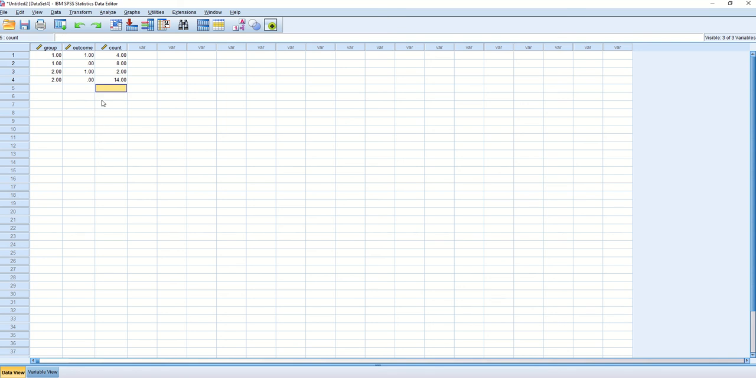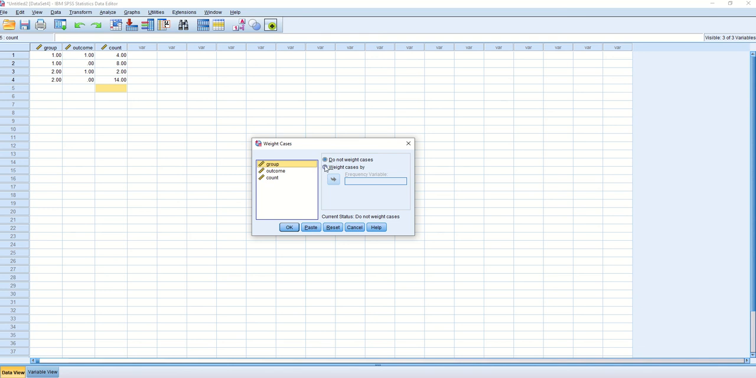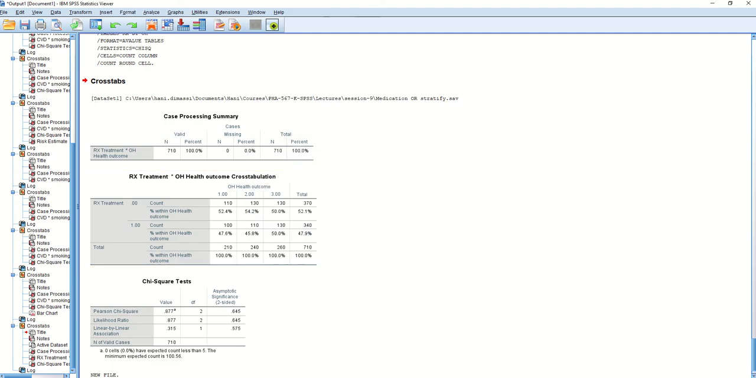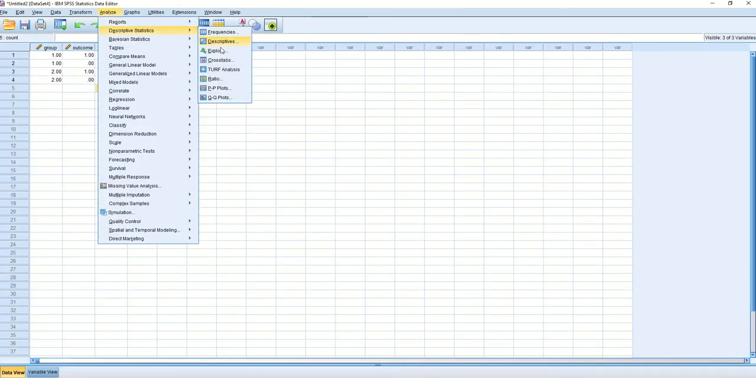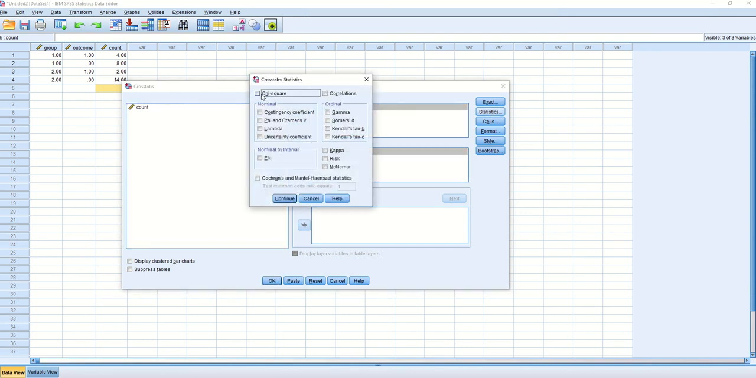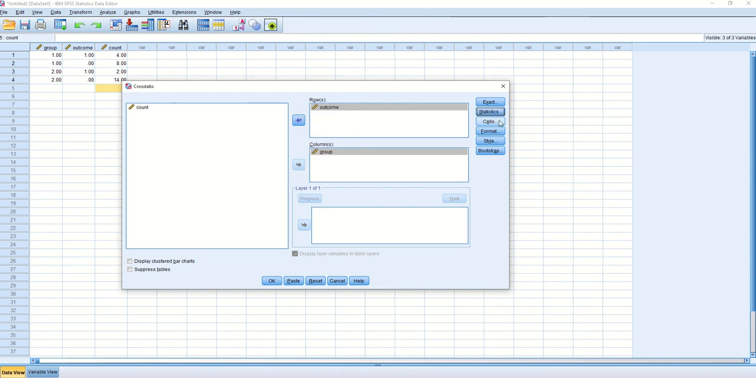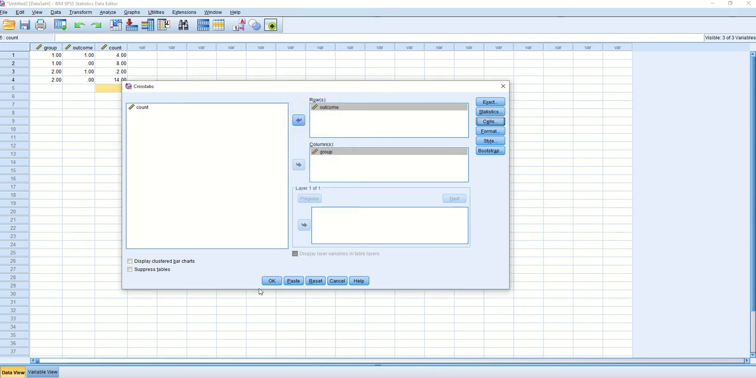Okay, so first things first, let's go to data and request that the data be weighted by count. The next thing we're going to do is a chi-square. So go to Analyze, Descriptive Statistics, Crosstabs, put the group in the column, the outcome in the rows. We're going to ask for chi-square, and we're going to ask for the column percentage, and let's run it and see what we get.